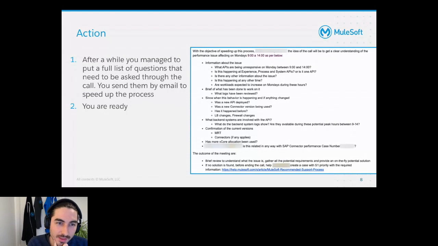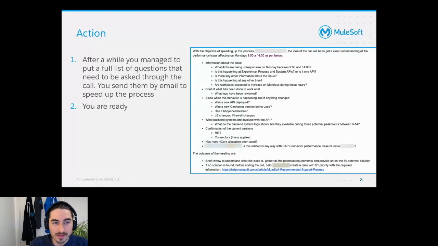So you can read information about the issue, what APIs are being unresponsive on Monday between 9 and 14. This was something that was added in the email, and one of the pieces of data I could extract. That was an issue happening on Mondays. Then you have other questions like, has there been any change in the load balancers or the configuration of the versions they were using? They had something else on-prem as well. That's the reason these questions were asked.